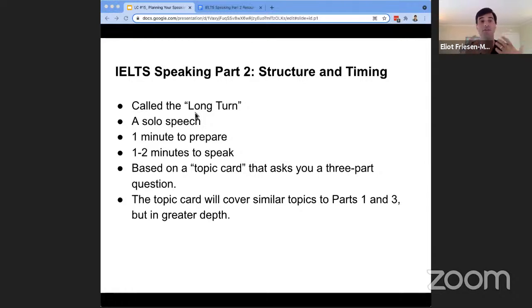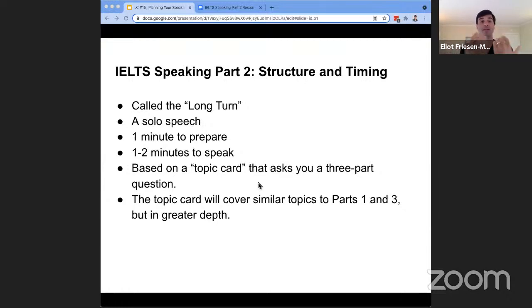It's a short speech that you have to give, and they're going to give you a topic, actually a few questions related to a topic, okay? You're going to have 1 minute to prepare an answer based on those questions, and then you're going to have 1 to 2 minutes to speak on that topic, okay? So all of this, as I just mentioned, is based on a topic card, and every time the topic card has 3 parts, okay? So we're going to look at those 3 parts today.